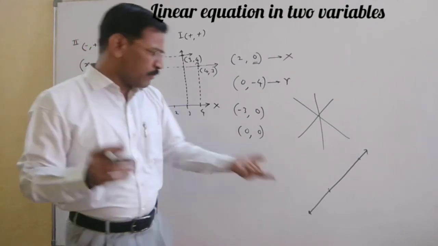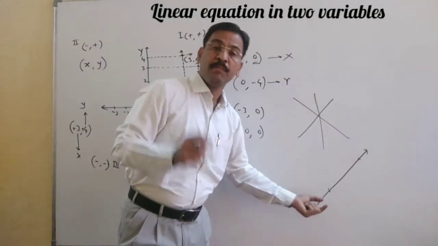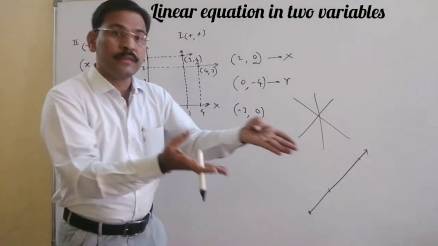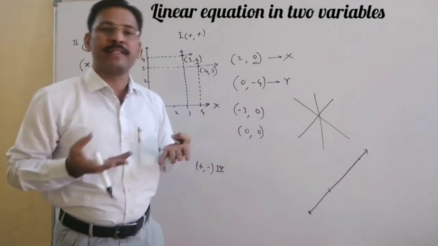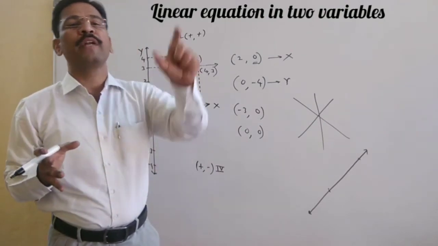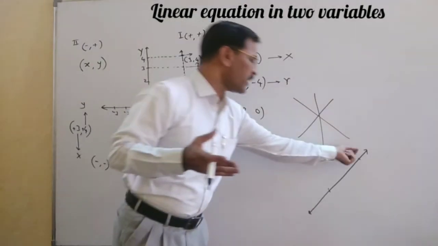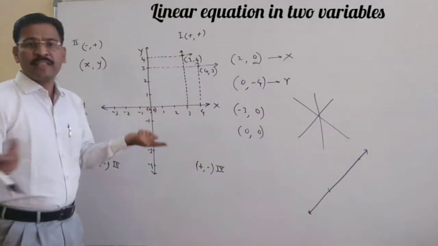We can take any 2 points, but suppose we make a mistake, at that time we will understand that this one is wrong. For that purpose, we are going to take any 3 points here. If we plot all these 3 points on graph paper, obviously they are collinear.